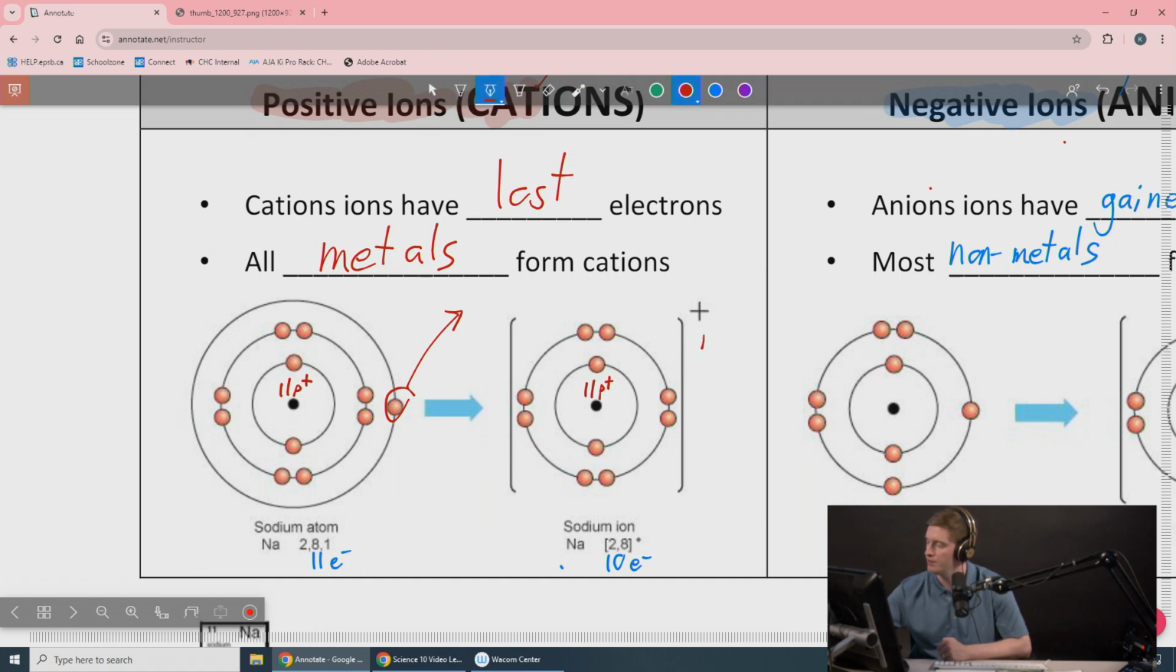I'm going to put a little note here. You have a positive charge from having more protons than electrons. Please note, electrons are the only thing that move. Protons never move. We haven't gained a proton to become a positively charged ion. We have lost an electron.